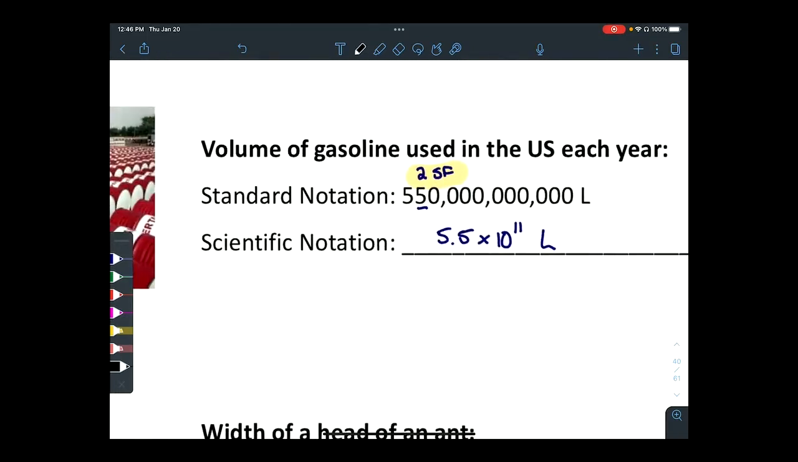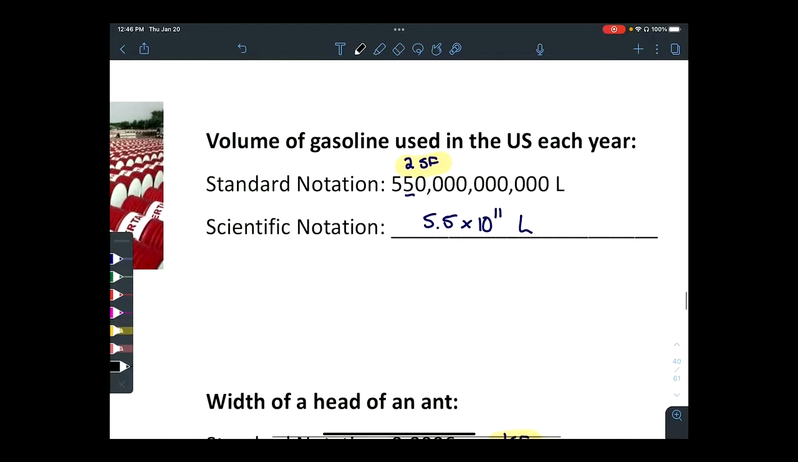So if we look through some of these, the volume of gas used in the US every year. This is the standard notation, written as a big number. What you should do is inspect that number and think, okay, how many significant figures is it trying to convey? When I read that 55,000,000 liters number, I see that there are 2 sig figs there. So I want to convey my scientific notation to two sig figs, and that's what you see here, 5.5 times 10 to the 11 liters. So make sure you have that unit there.